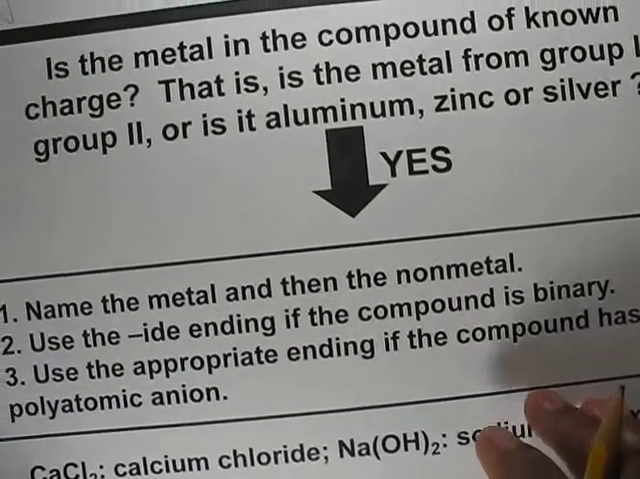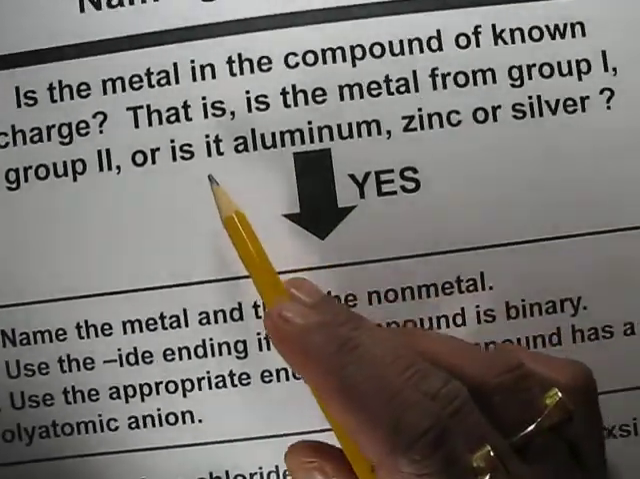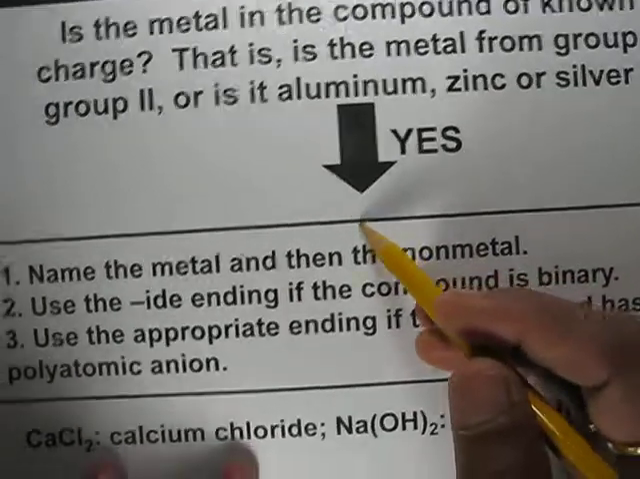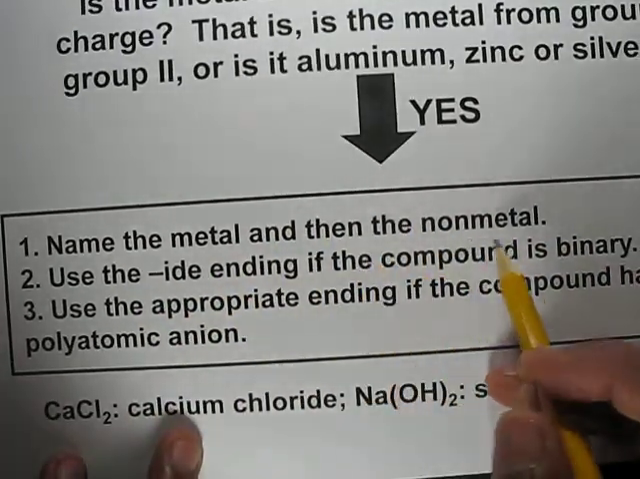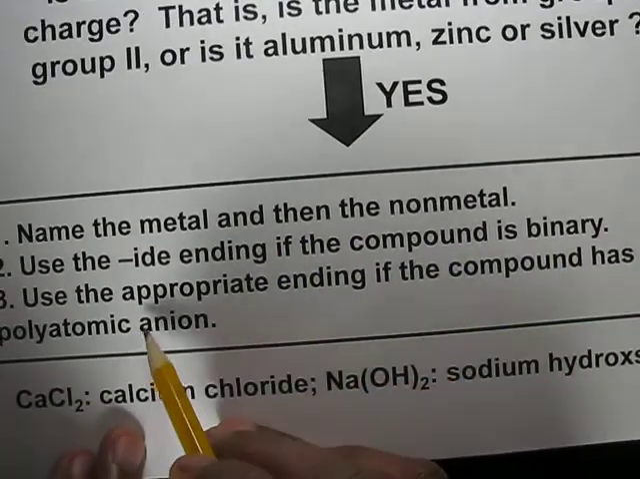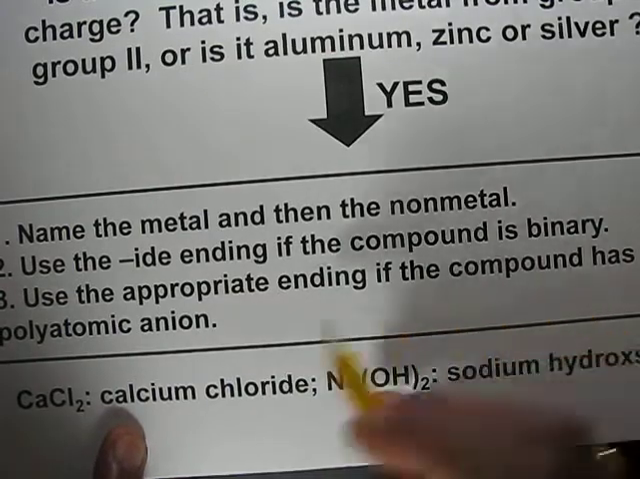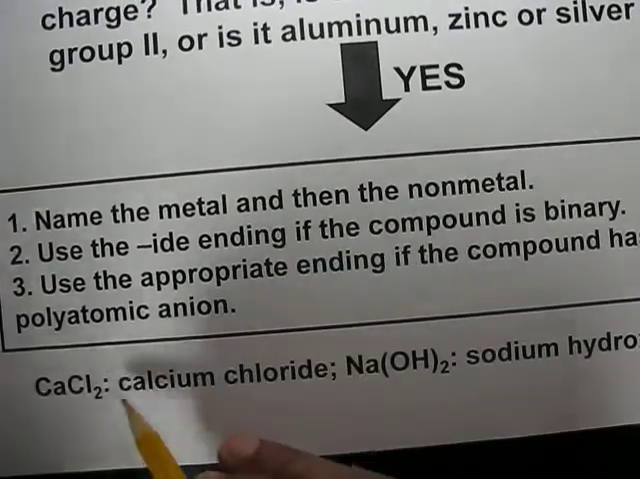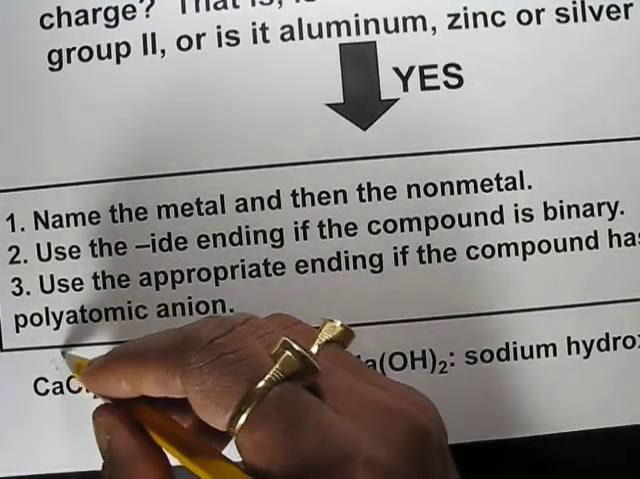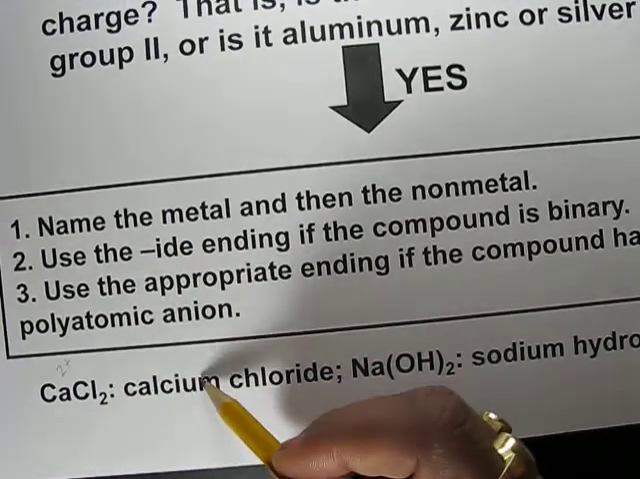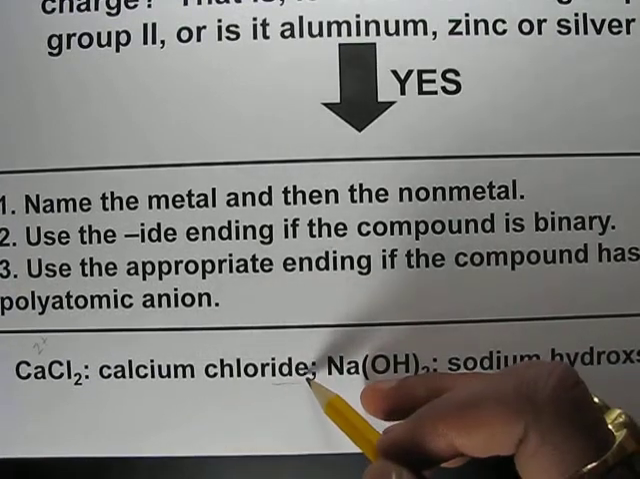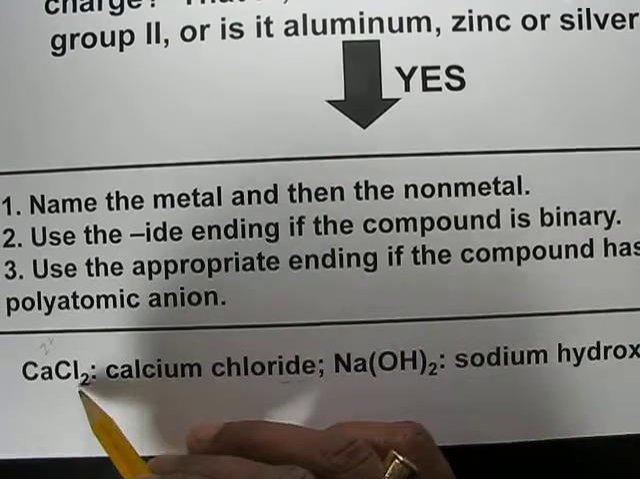So if the metal of a compound is of known charge, if we know the charge of the metal, then we write the name of the metal and then the non-metal. Use "ide" at the end if the compound is binary, and use the appropriate ending if the compound has a polyatomic anion. For example, calcium chloride. Calcium has a 2 plus charge and chloride is -1. So in calcium chloride, we are using "ide" as a suffix for the second one.